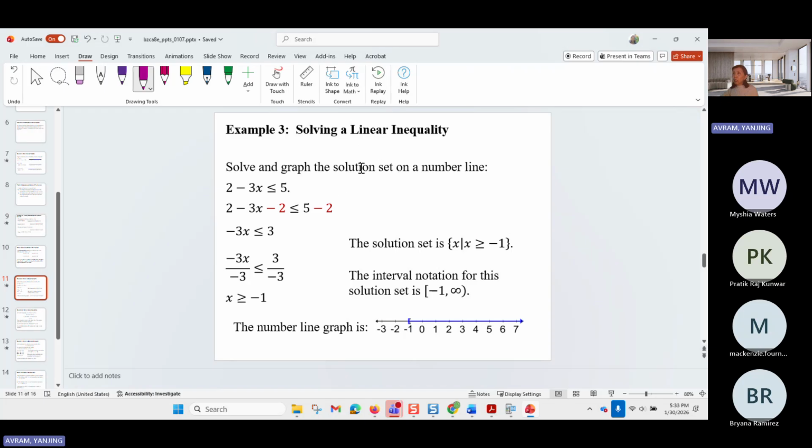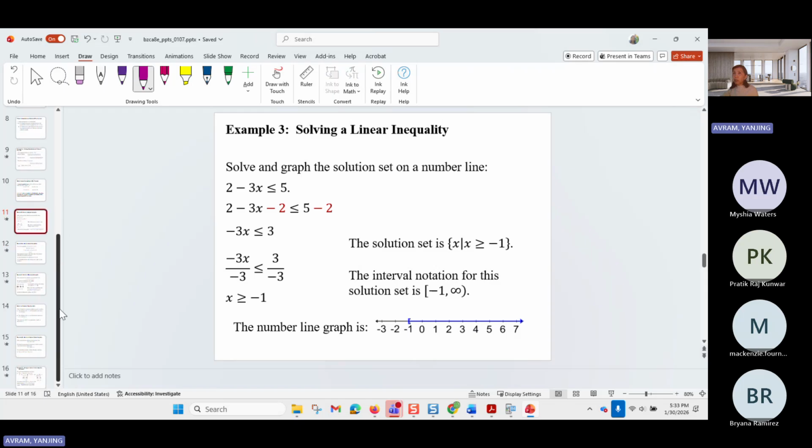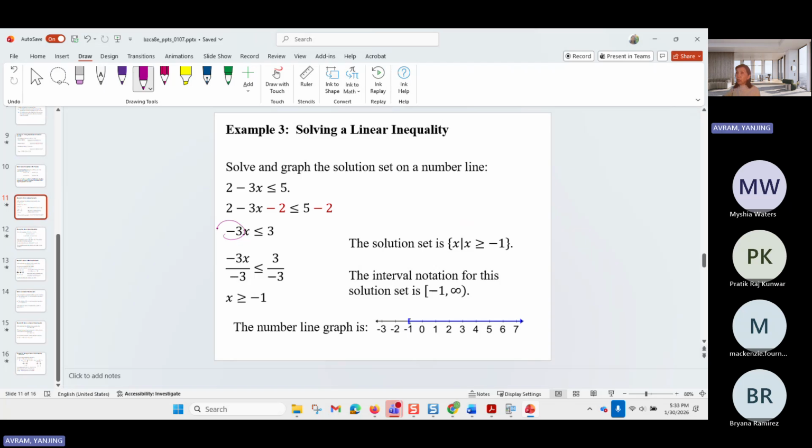How do you solve the inequality? Solving a linear inequality is very much similar to solving an equation. The only thing you have to be careful about is when you divide or multiply by a negative number. Here you have 2 minus 3x less than or equal to 5. We need to isolate x, so you subtract 2 on both sides. Now you have negative 3x less than or equal to 3. But when you multiply or divide by a negative number, you have to switch the inequality direction. This is less than or equal to, and now it becomes greater than or equal to, because the number you divide by is negative. If this is a positive number, I don't have to change anything.